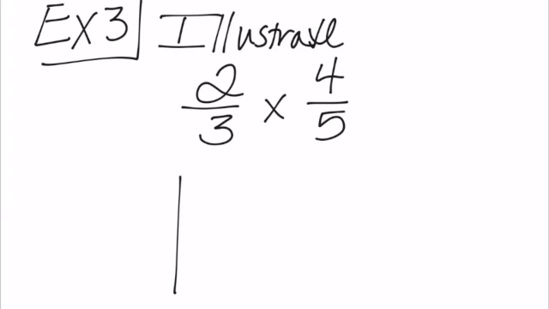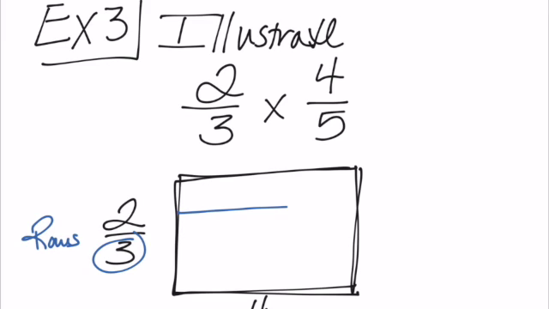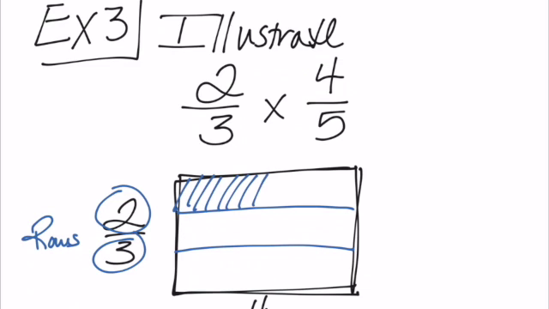Okay, so here we go. You should have started by drawing your box. And on the side, put the first fraction, and on the bottom, put the second fraction. Now, the side tells us our rows, and it says we have to have 3 rows. And of those 3 rows, it wants us to fill in 2. I'm going to fill in 2 of these rows.